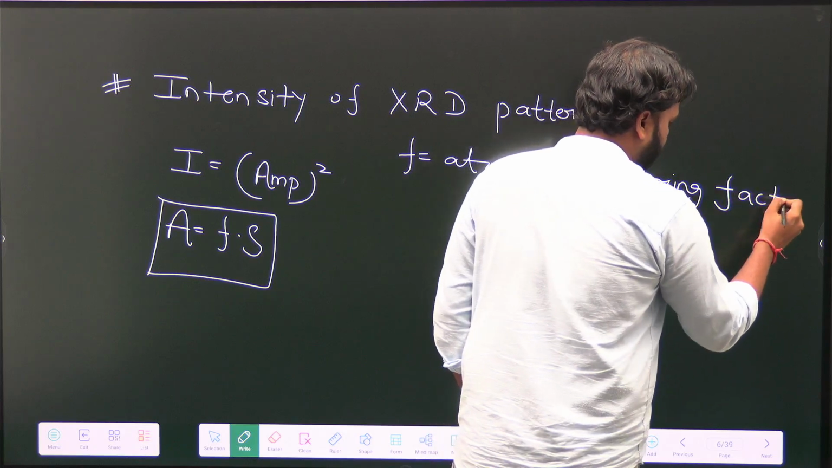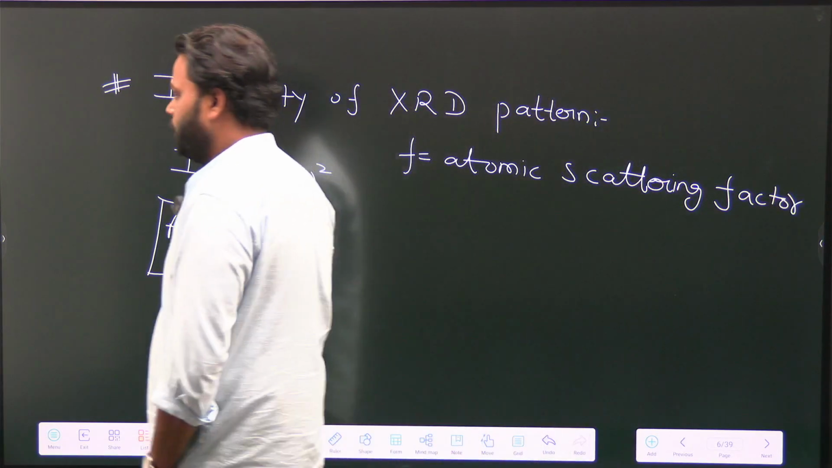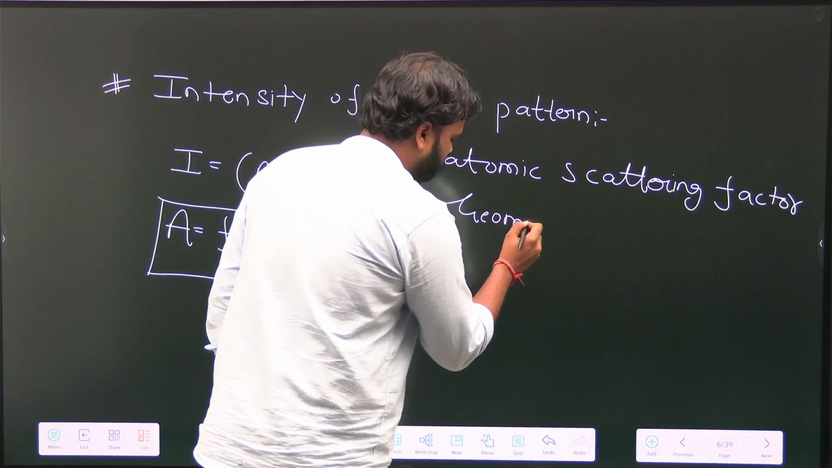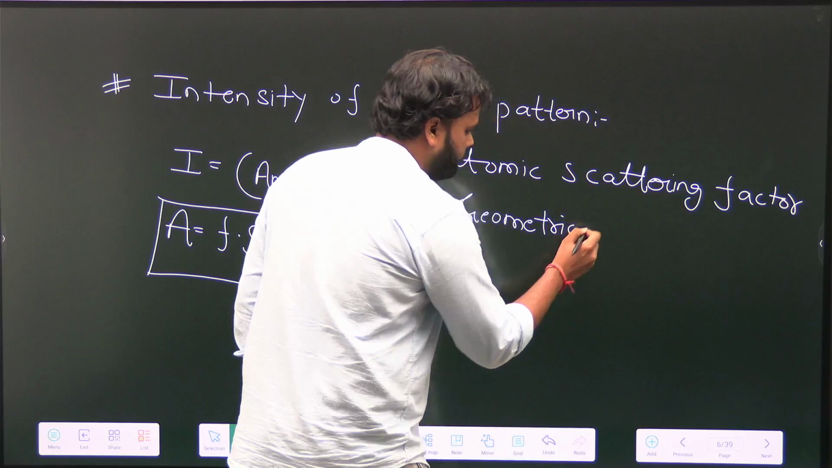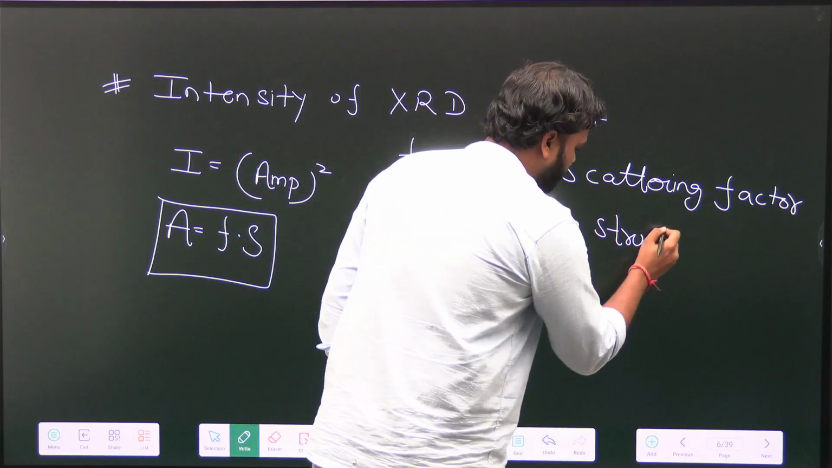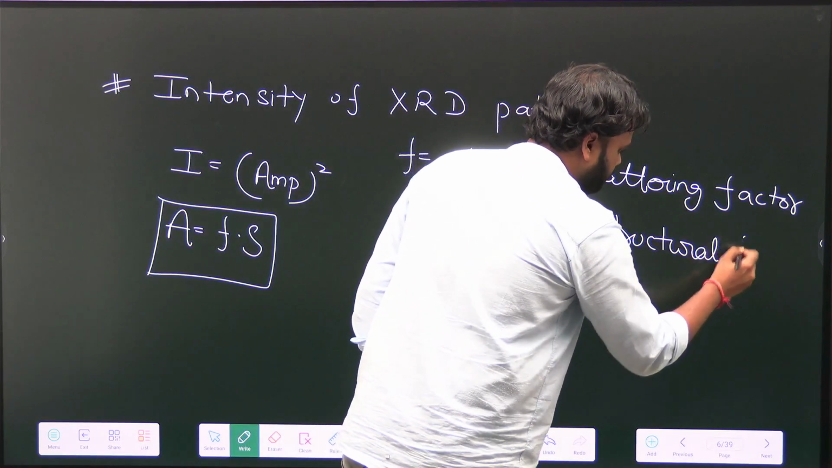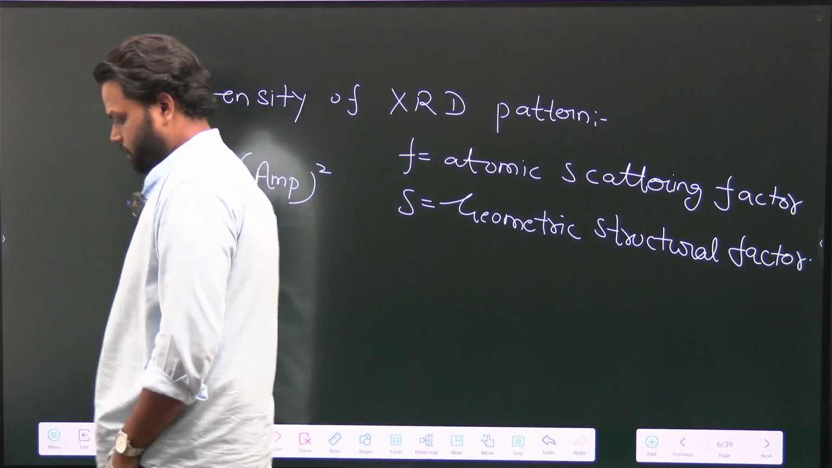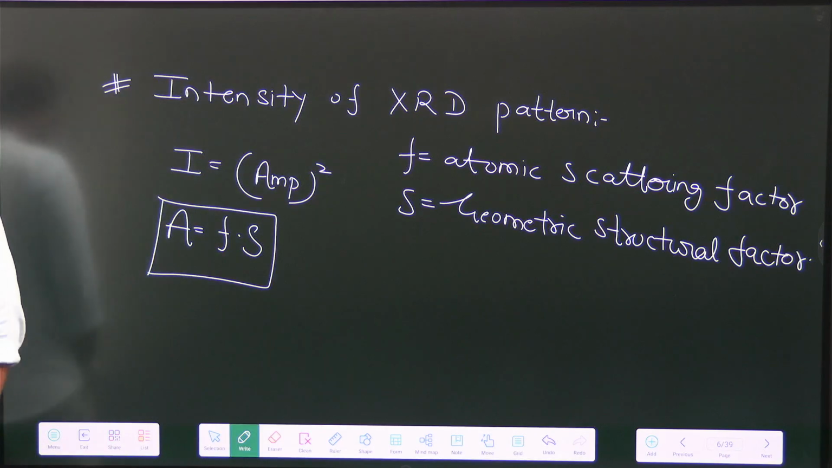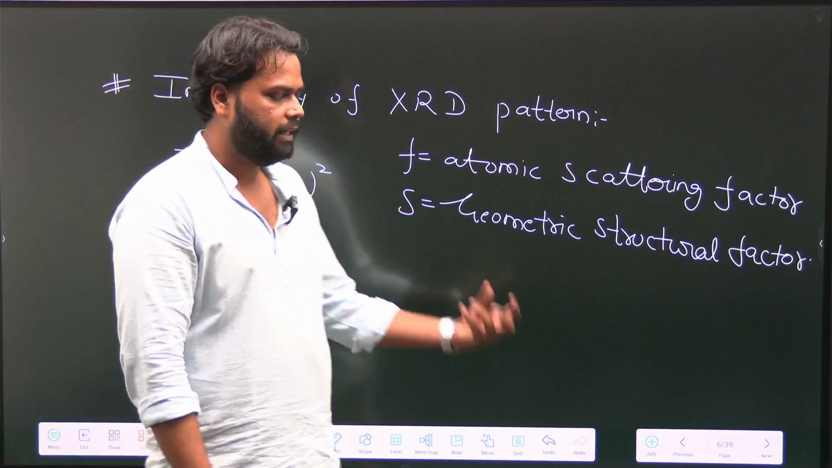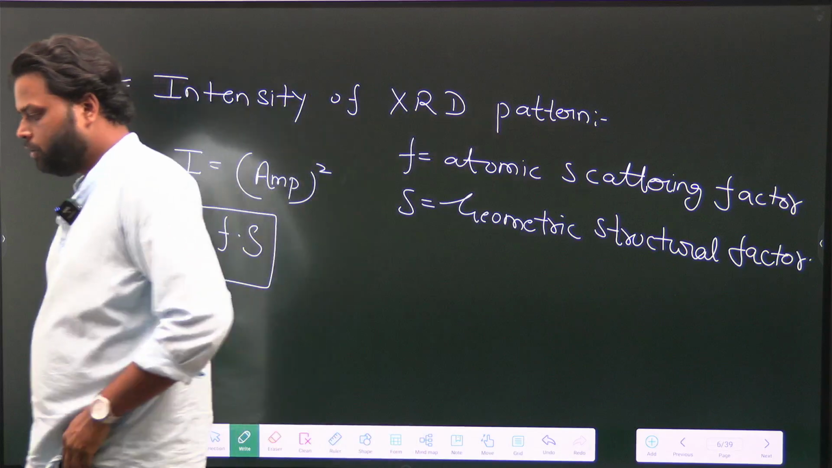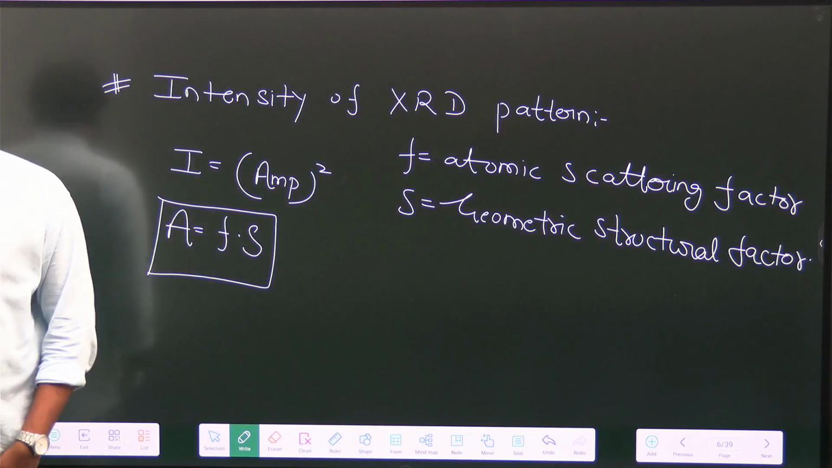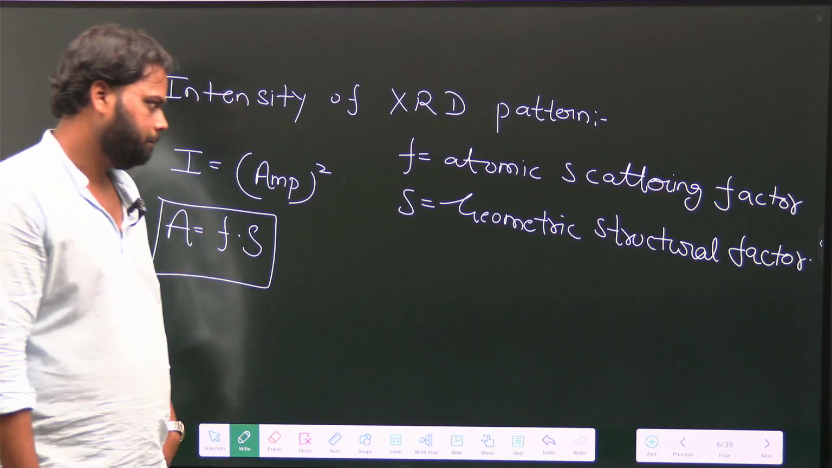Atomic scattering factor. And what is S here? S is the geometric structure factor, or structure factor. Atomic scattering factor and geometrical structure factor. Okay, so basically what the atomic scattering factor is, it measures the scattering power of an atom.